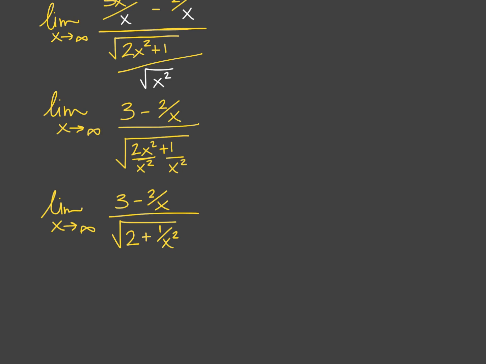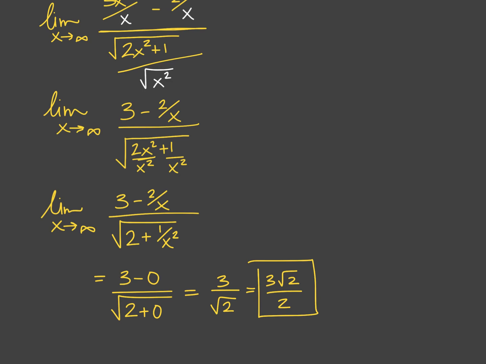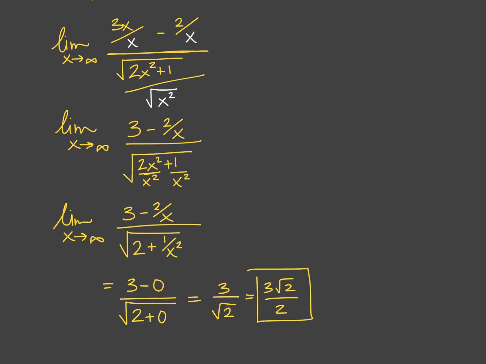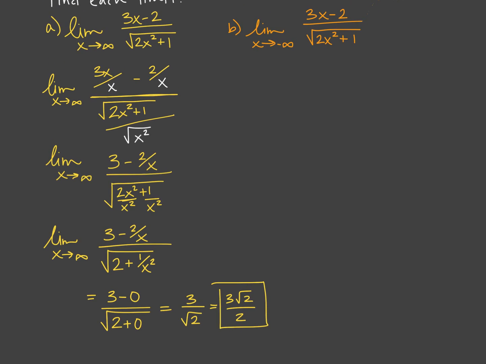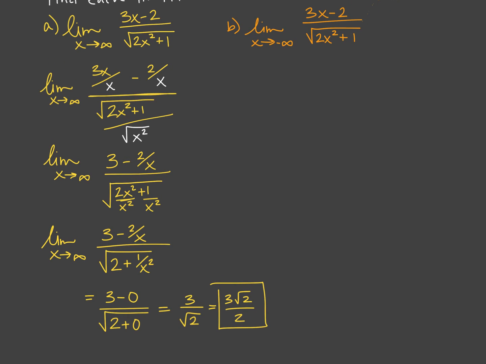So let's rewrite that. So we will have 3 minus 0 once we invoke the limit, and then the square root of 2 plus 0. So this is 3 divided by the square root of 2. If you want to rationalize it, we'll have 3 root 2 over 2. And that is our limit as x approaches positive infinity. So our right end behavior, our function approaches 3 over root 2 or 3 root 2 over 2. Let's see the difference in part B as we look to the left.